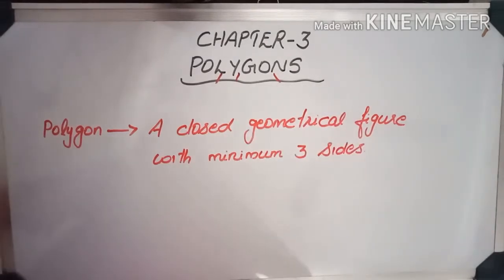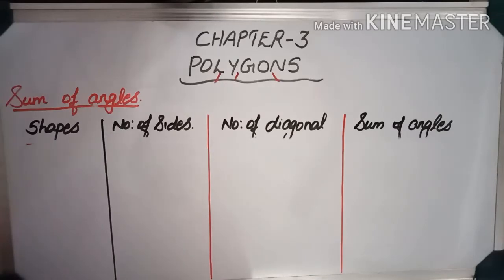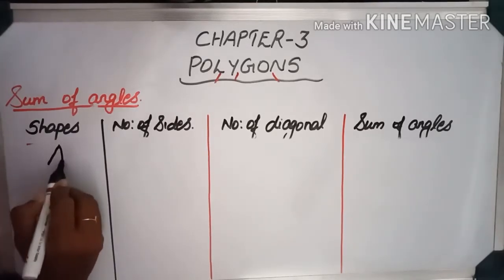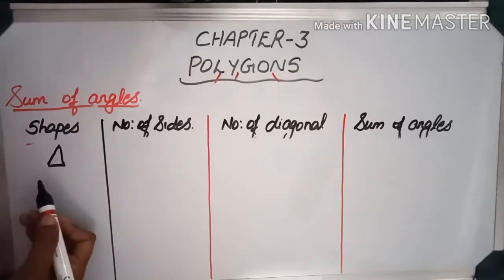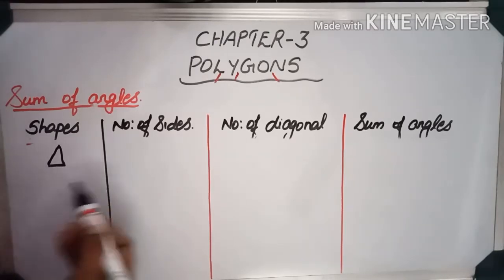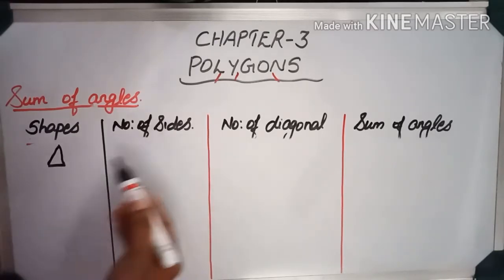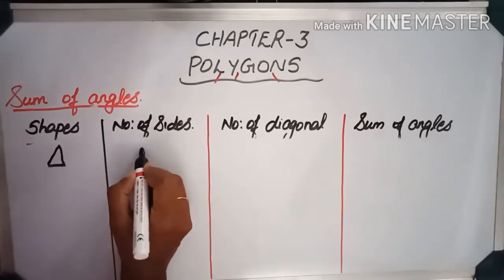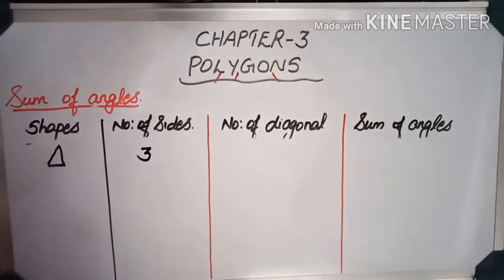The subheading is sum of angles. So let's start from the triangle. Polygon starts from triangle because triangle is the smallest polygon. So let's consider a triangle here. Now in this triangle, how many sides are there? Number of sides: total 3 sides.